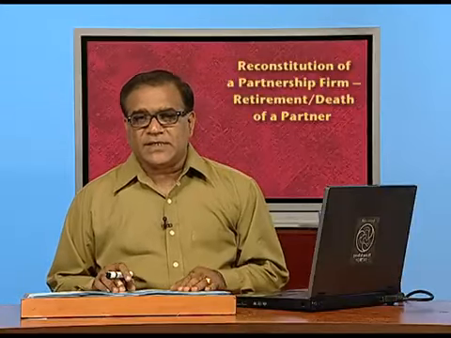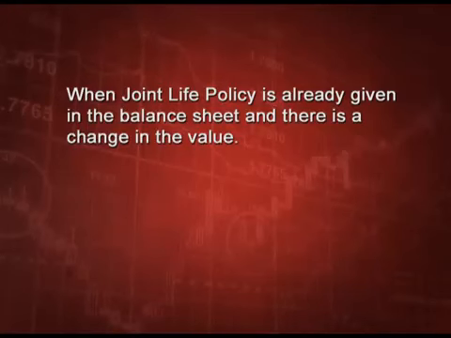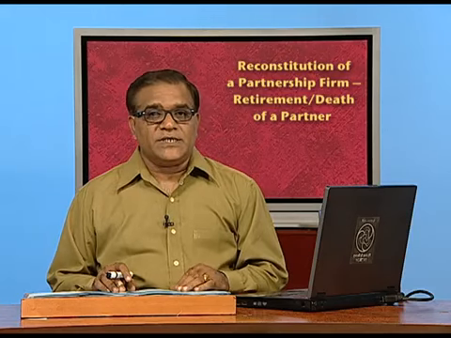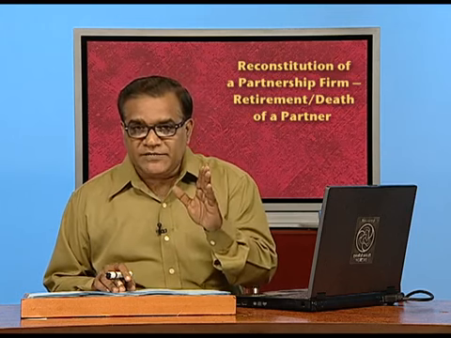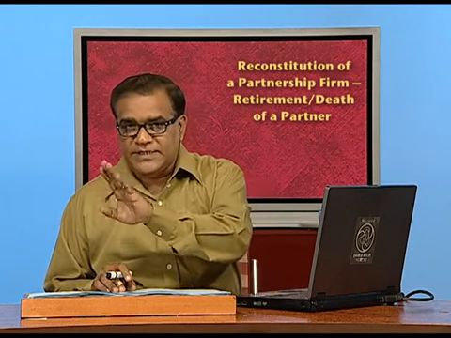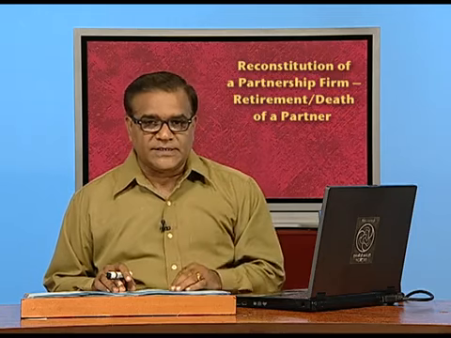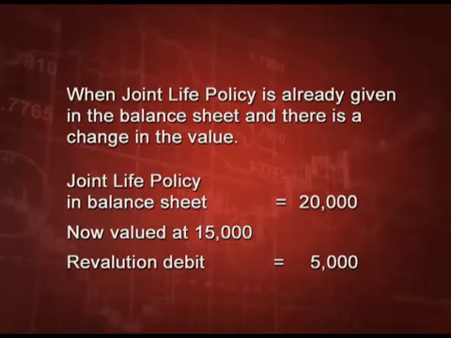Now, there can be another case when JLP is already given in the balance sheet and there is a change in the value, that is, joint life policy value can increase or decrease. Now, the increase or decrease will be considered in the revaluation account, and an increase will be a profit on the credit side, a decrease will be a loss on the debit side, right. For example, joint life policy in the balance sheet is 20,000 and now it is valued at 15,000. So, revaluation debit will be 5,000.